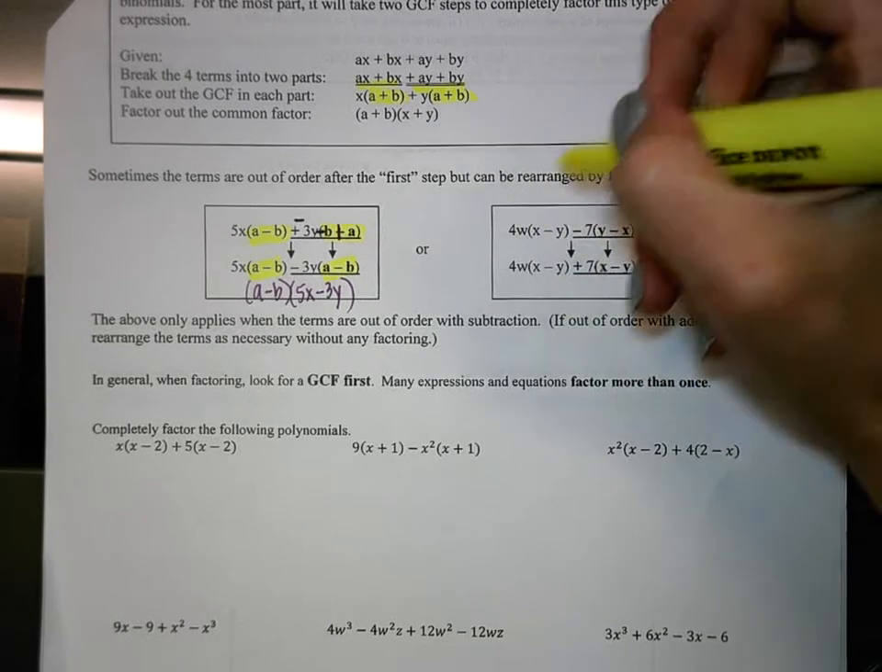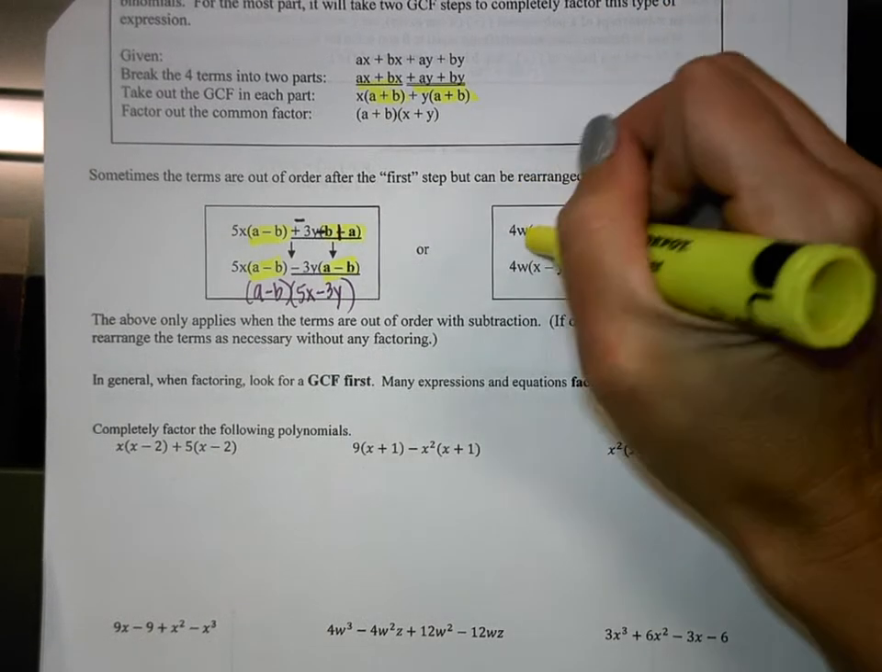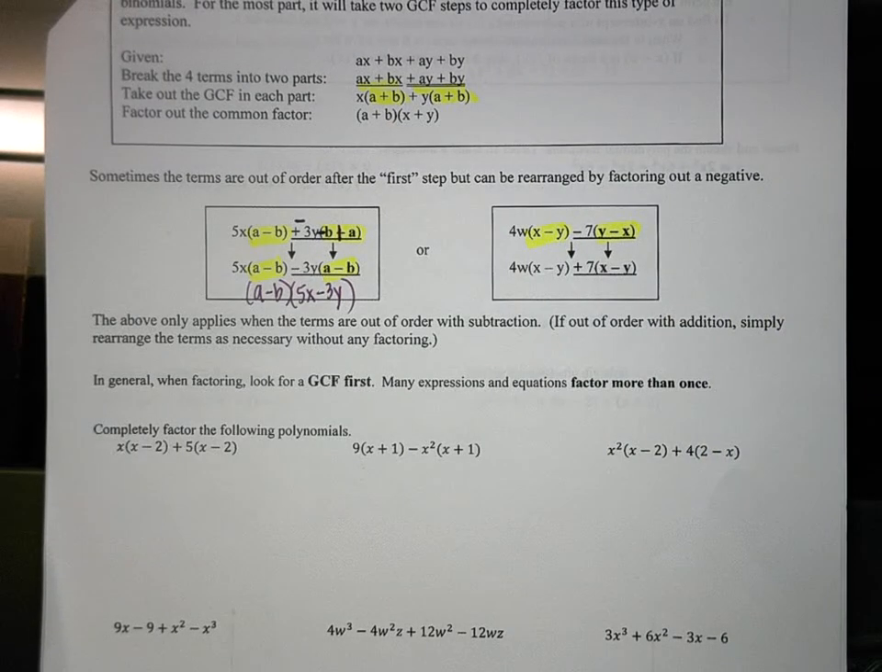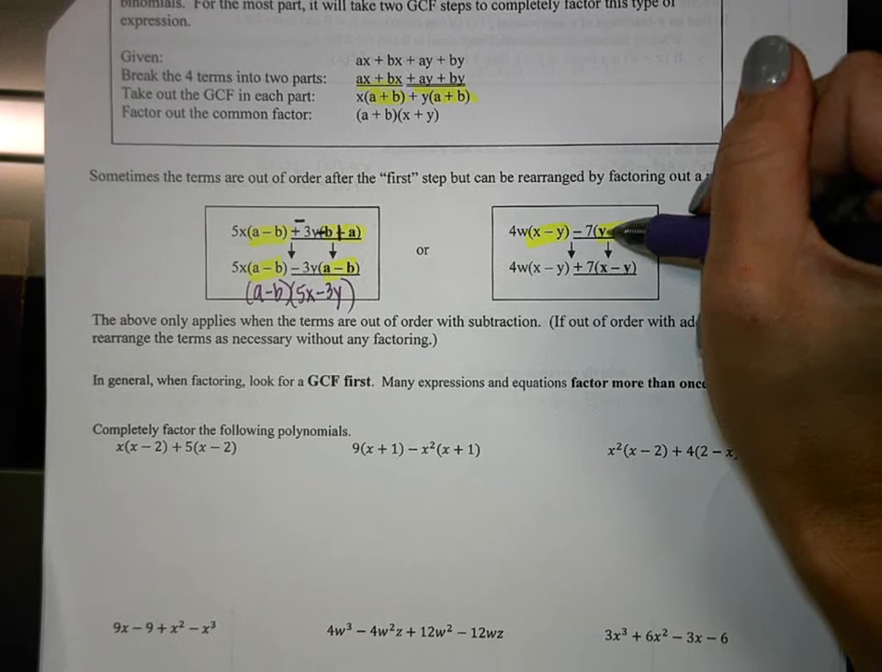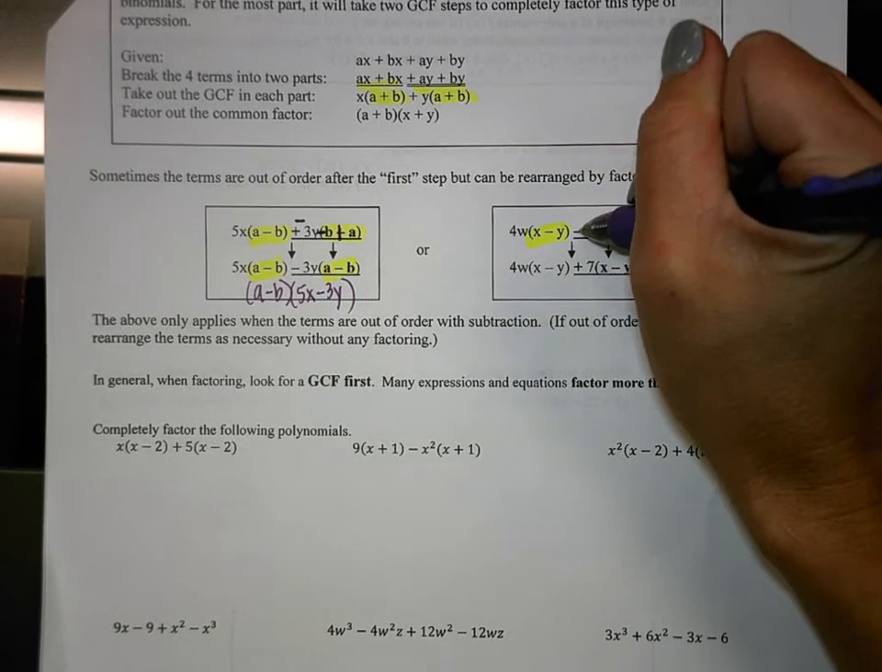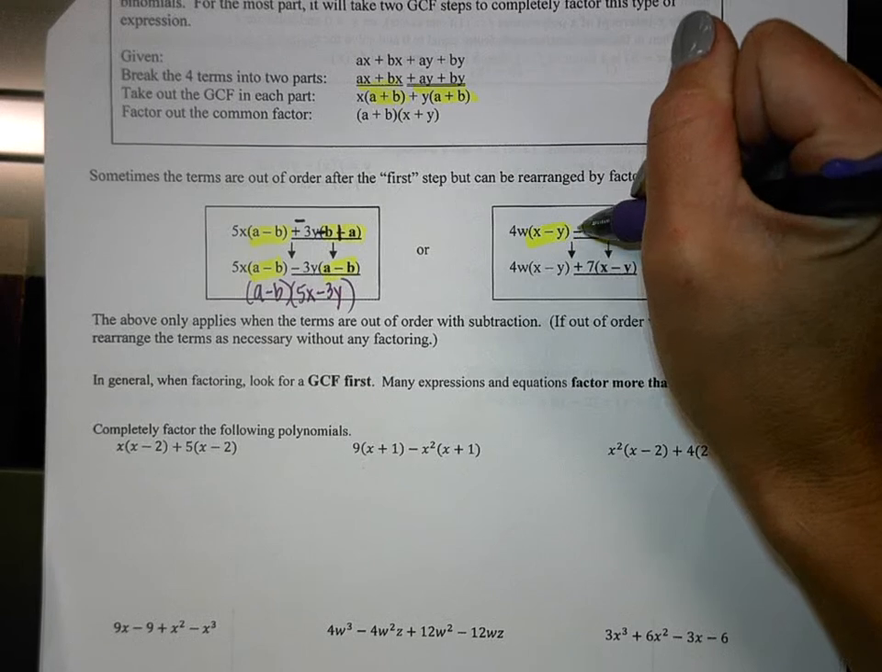Next. Okay, again, look here. x minus y and y minus x. While they are similar, they are not the same. But we have to make them the same in order to factor out the GCF where they are like terms. When I take a negative out of this one, this negative ends up becoming a positive.